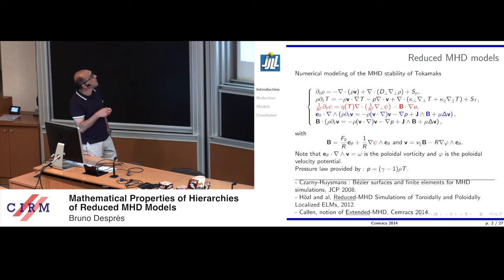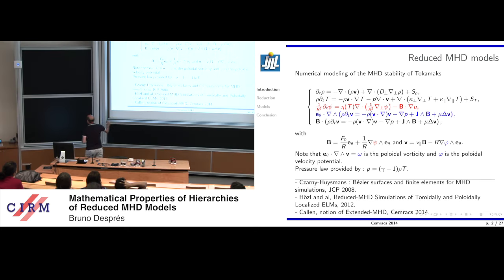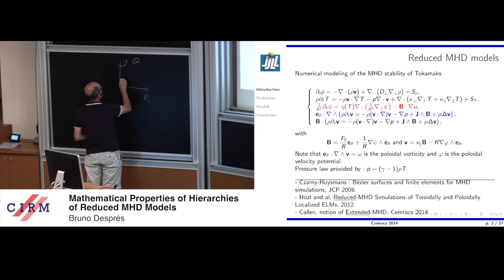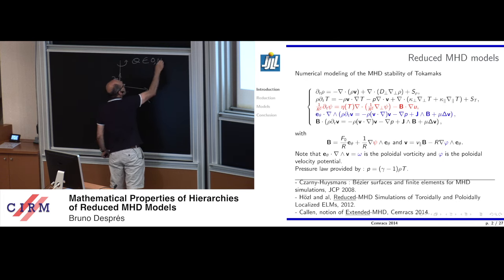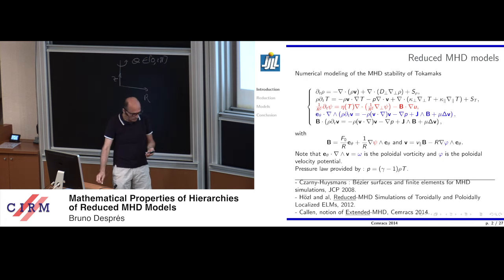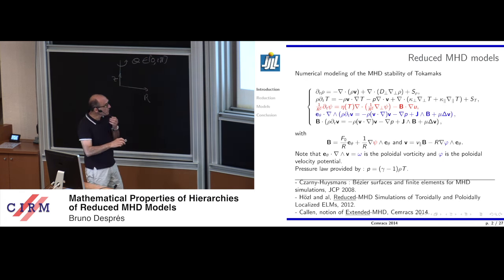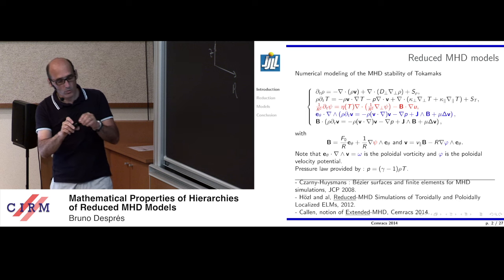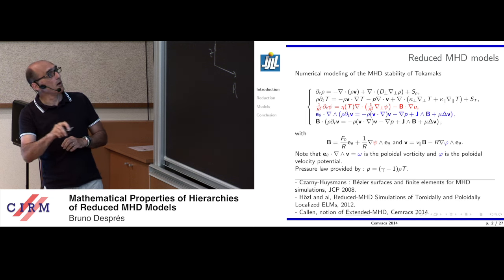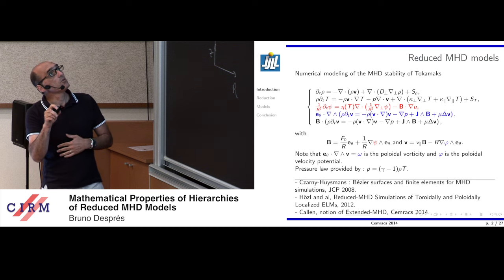And here you see there is R, the distance to the axis. So my notation is this one: R, distance to the axis, theta, which belongs to 0 to pi, and Z, which is the vertical variable. I apologize, but I use theta for the toroidal angle, so it's not exactly the same notation as in plasma physics.